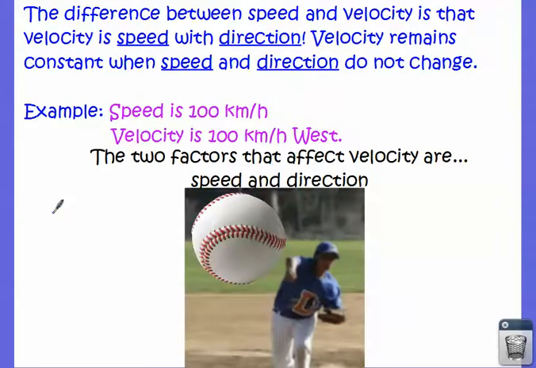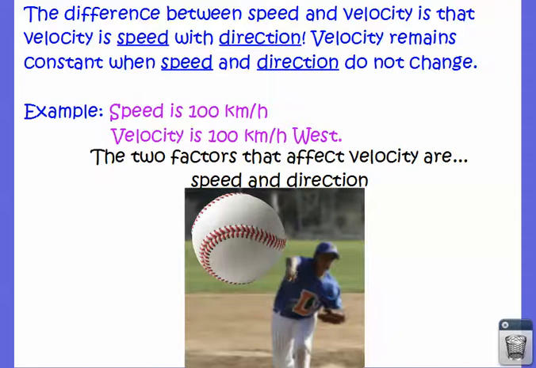Now, the big difference between speed and velocity is really simply that velocity includes this direction. So the two factors that really control what your velocity is are speed and direction. That means if your speed changes, your velocity changed. But also if your direction changed, your velocity changed.